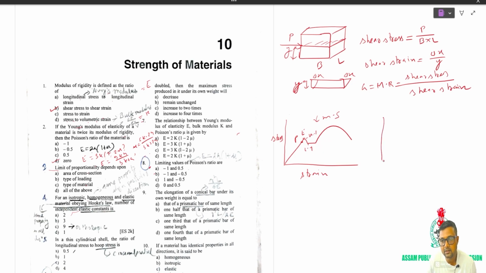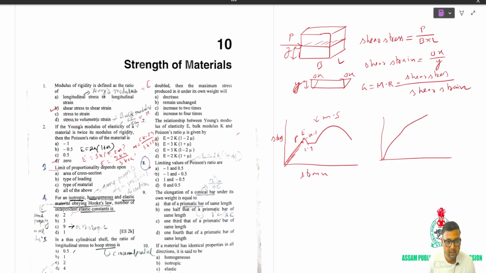Now, if I use the HYSD bar or concrete, we don't get this type of curve. We get something like this, right? So here, this straight line, this point is called proportional limit. Hooke's law is valid only up to the proportional limit. Stress to strain is constant up to the proportional limit. That is why Hooke's law is valid. So this typical graph is shown only in case of mild steel, right?